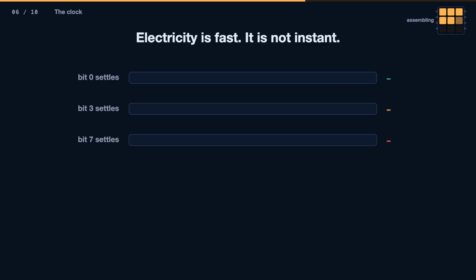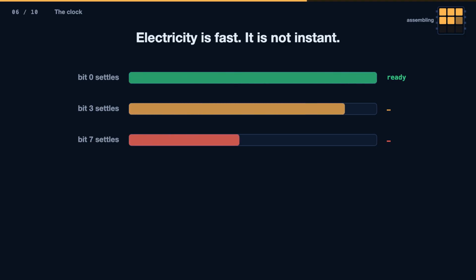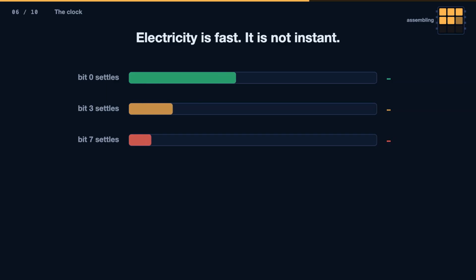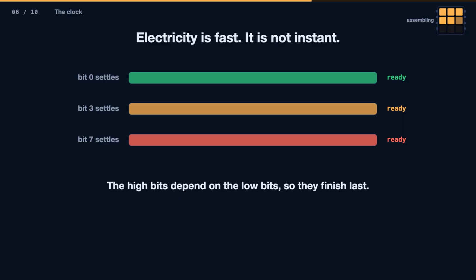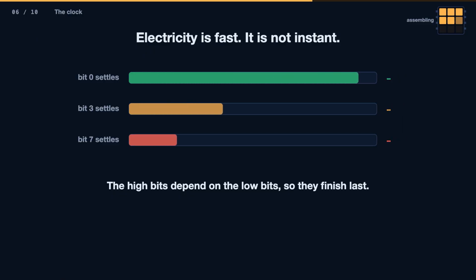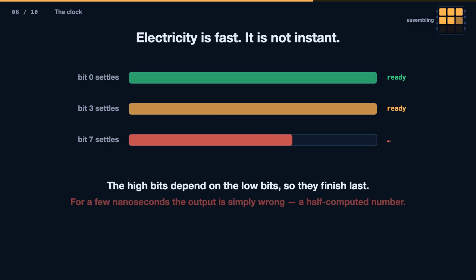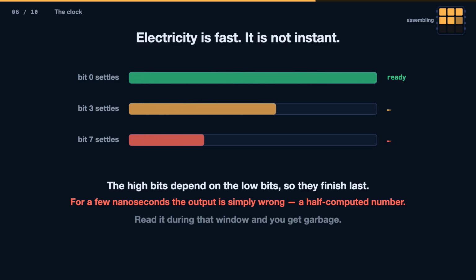Here is the part nobody mentions. Electricity is fast, but it is not instant. Every gate takes a moment to switch, and the high bits depend on the low ones, so they finish last. For a few nanoseconds, the output is simply wrong, a half-computed number.